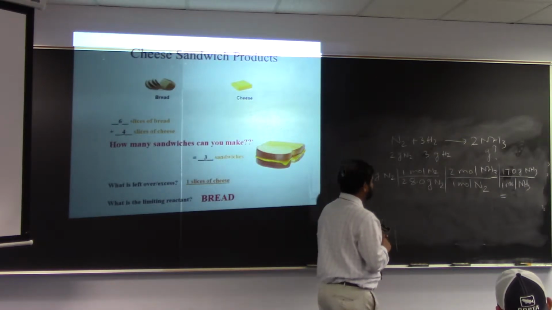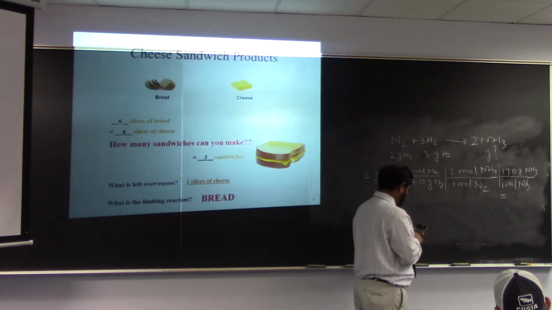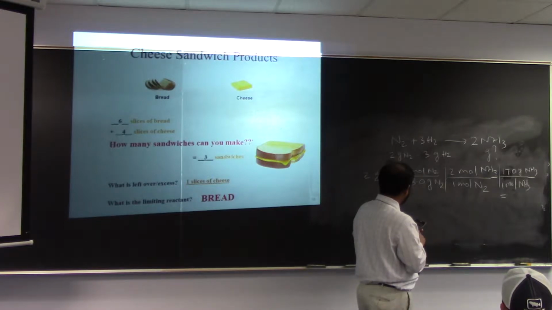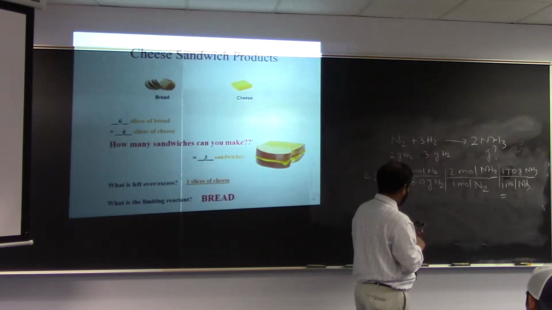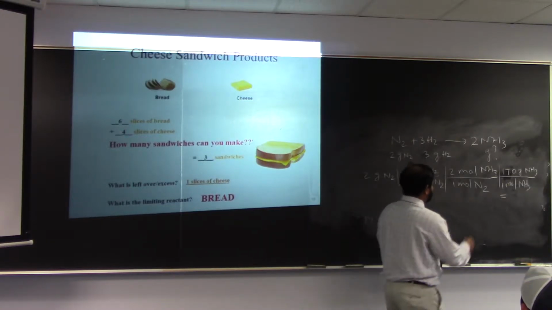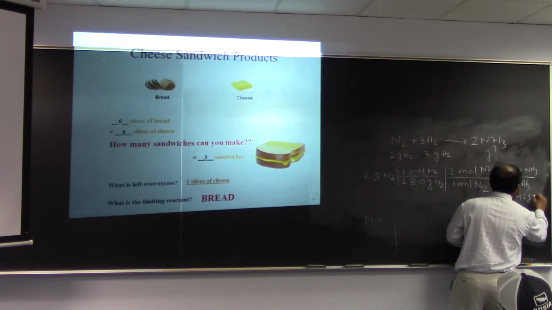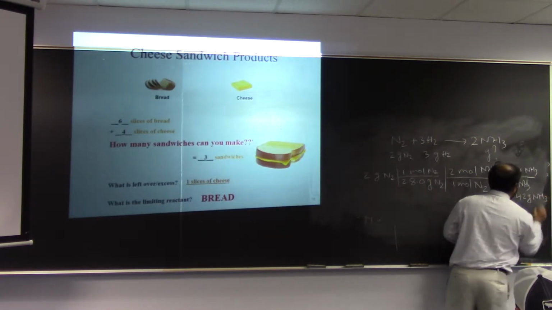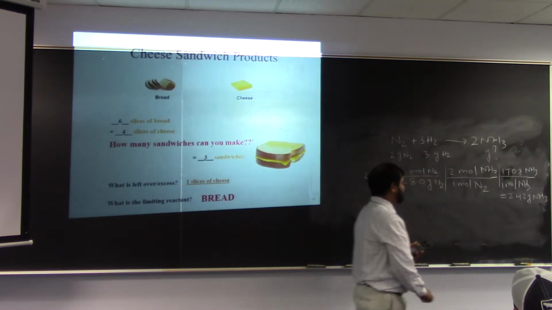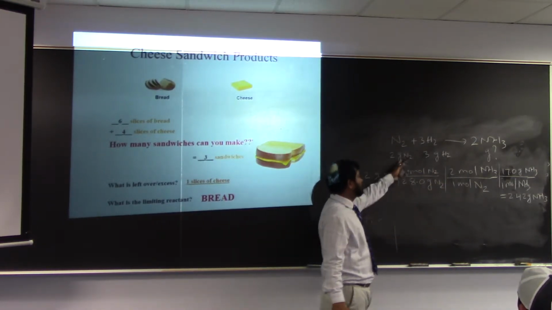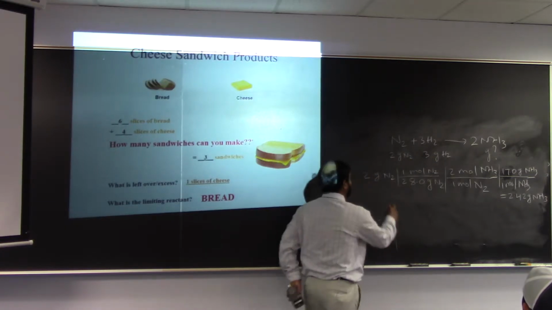So 2 times 2, 68 over 28. 2.42. 2.42 gram of ammonia. Then you compute the other one. You tried with the bread, now you try with the cheese.